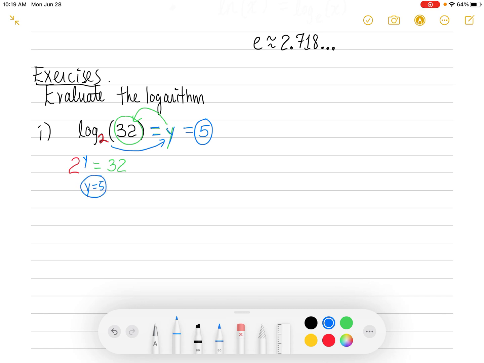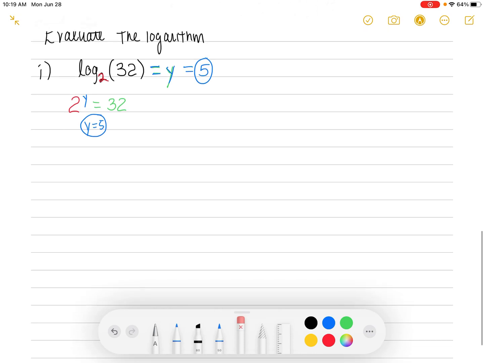So what can I raise 2 to what power to get 32? 2 to the what power gives me 32? It turns out 2 to the 5th power, right? If I multiply 2 together 5 times, 2 times 2 times 2 times 2 times 2, I'll get 32. So the answer is log base 2 of 32 is 5.